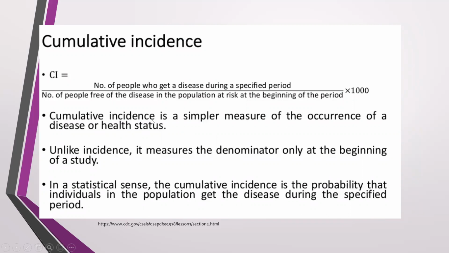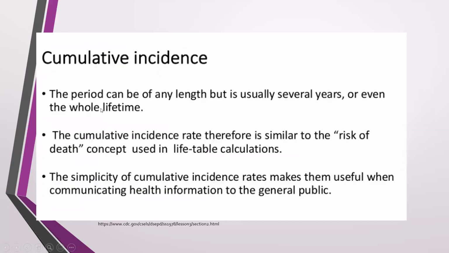So the cumulative incidence is a simple measure of occurrence of disease or health status. Unlike the incidence rate, it measures the denominator only at the beginning of the study. This is the difference from when we are generally considering the incidence rate. And in a statistical sense, the cumulative incidence is the probability that individuals in the population get the disease during a specified period of time. The period can be of any length, but is usually several years or even a whole lifetime.